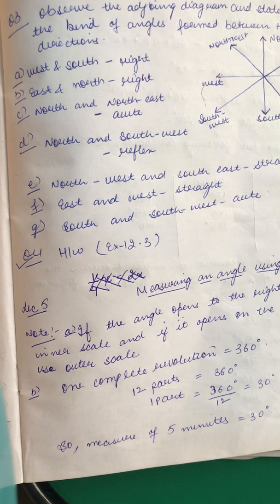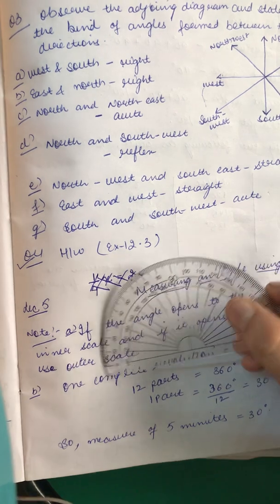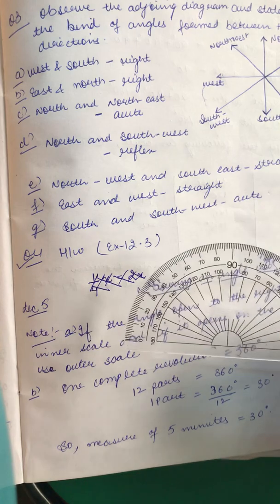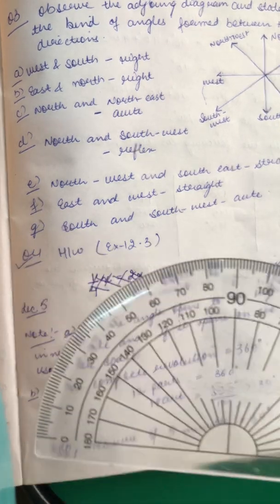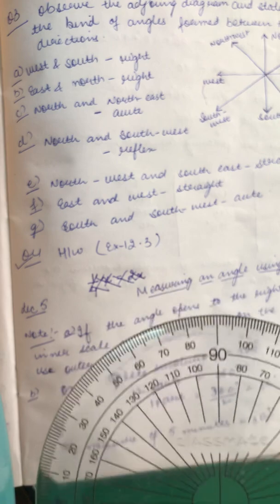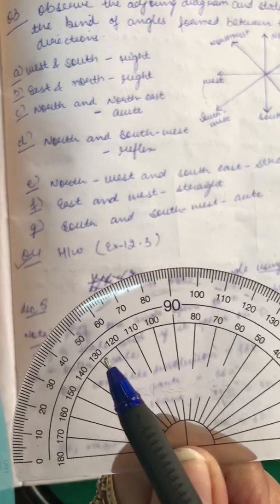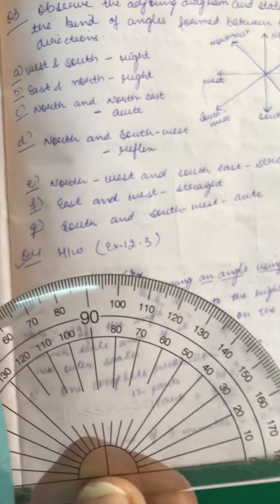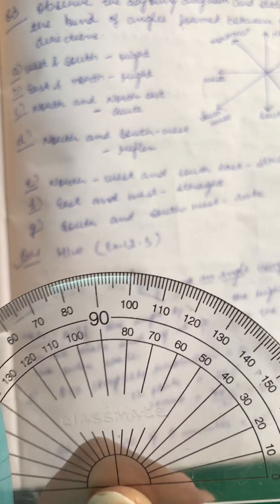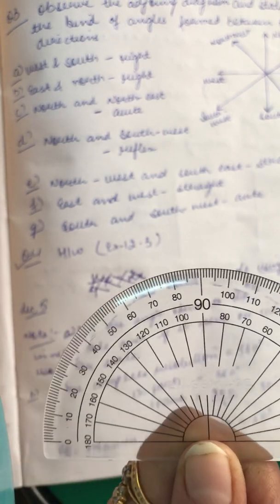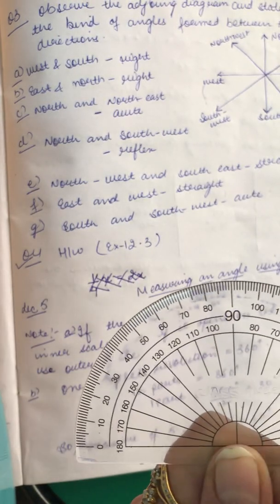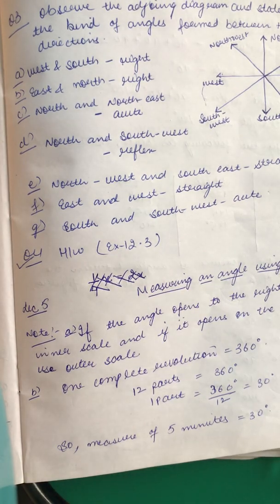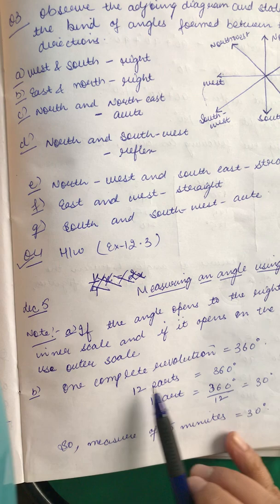First thing, always keep in your mind whenever you are using this protractor: if the angle opens to the right side, use the inner scale. In this protractor, we have two kinds of scale. One is the inner scale, this one, and this is the outer scale. So which scale will you use? If the angle opens to the right side, use the inner scale. If it opens to the left side, then you will use the outer scale. And another thing is, one complete revolution is 360 degrees.